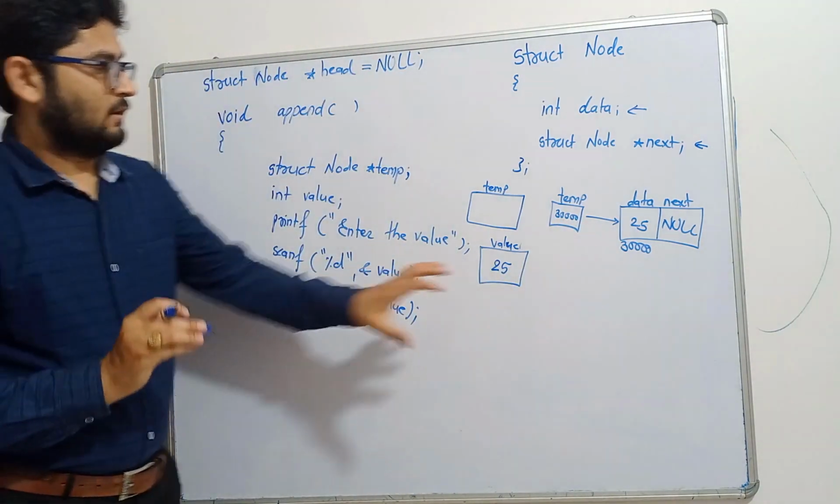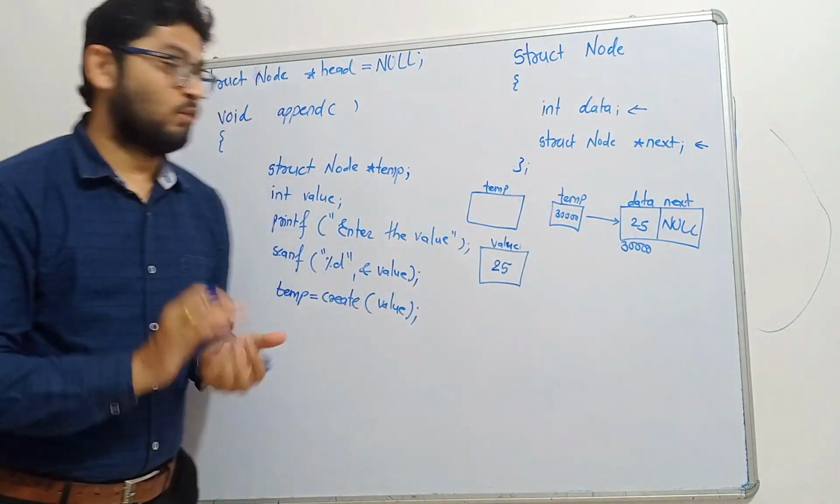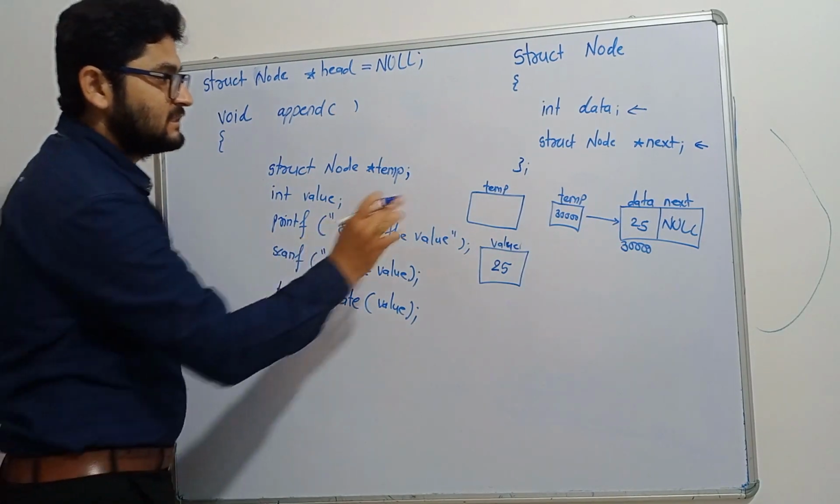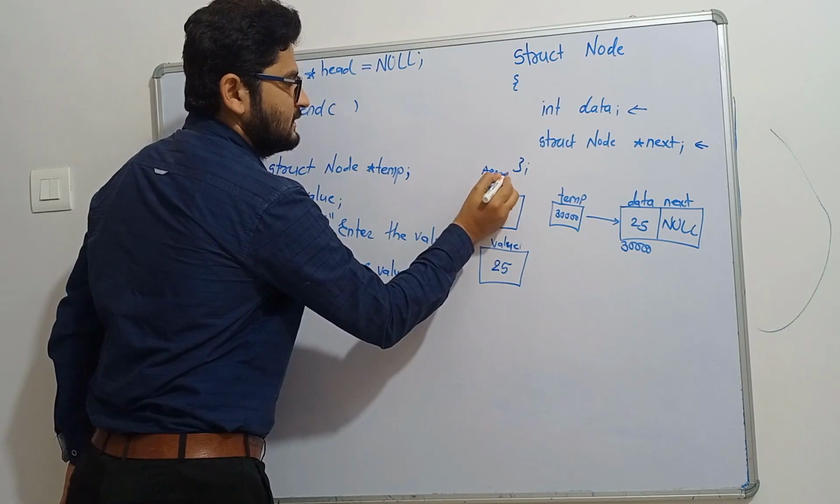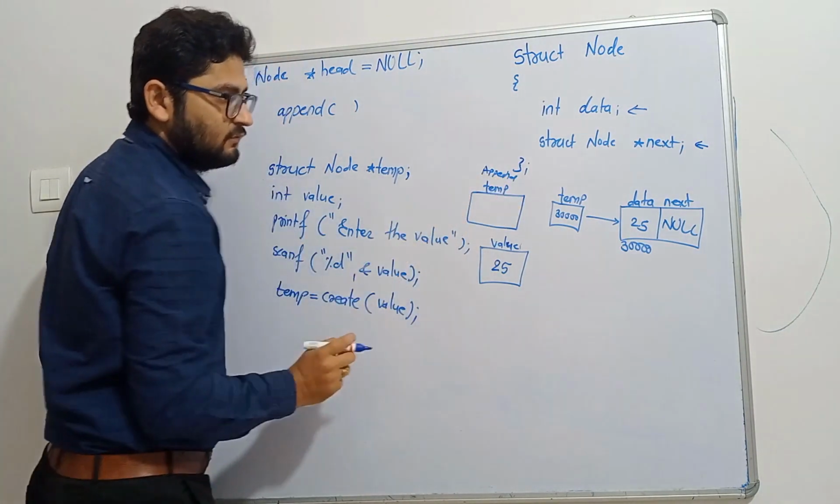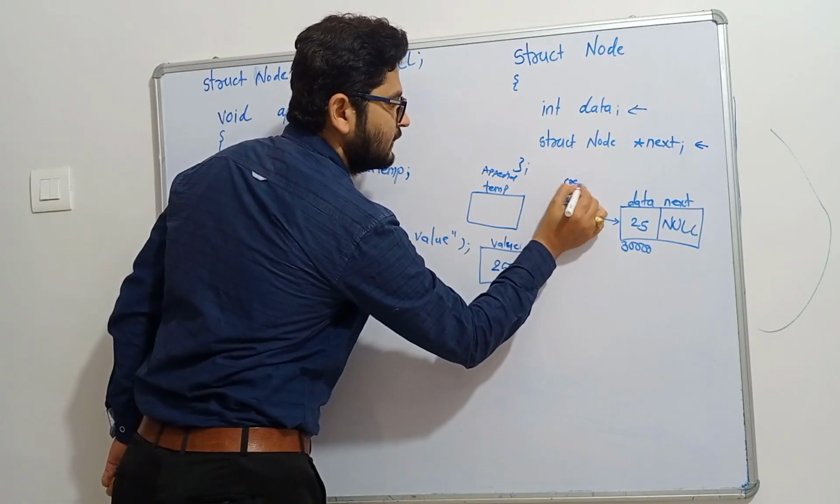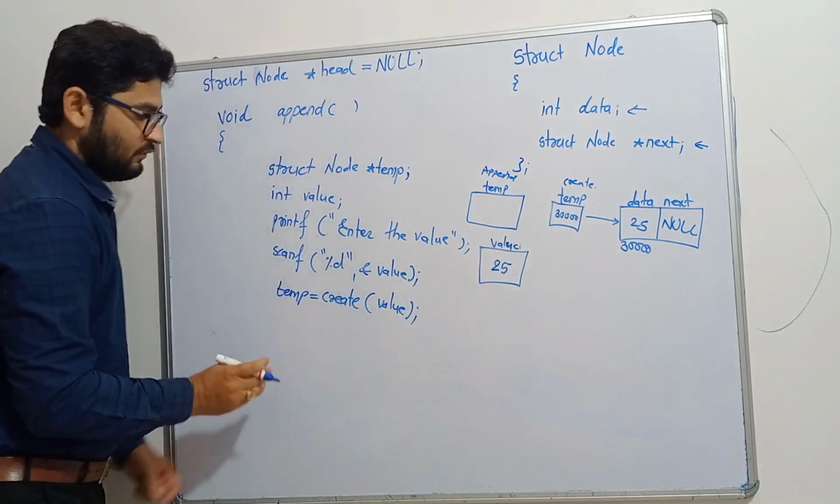Now you can see 2 temps are there. Don't get confused with these 2 temps. This temp is of this append, so let me write append over here. So this temp is for the append function, whereas this temp is for the create function. Okay, now what will happen?